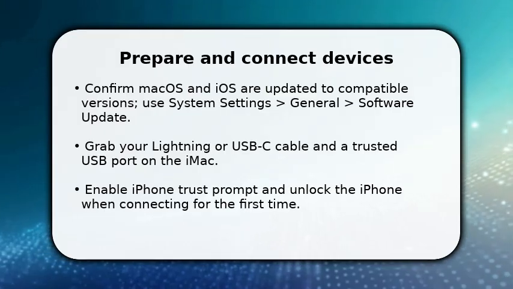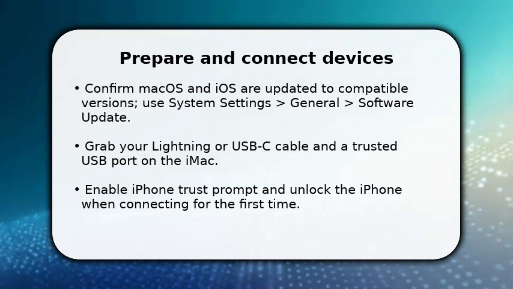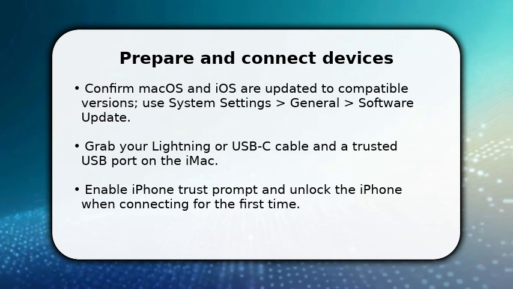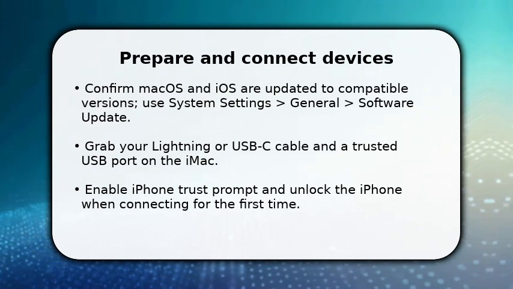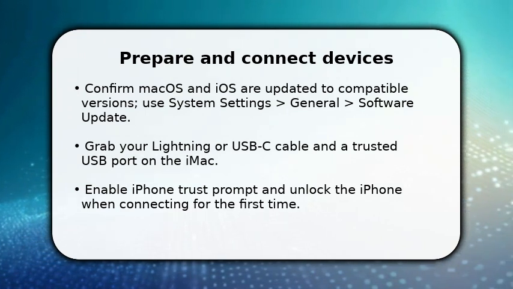You start by updating both devices so sync features behave predictably. Open Software Update on the iMac and the iPhone. Next, plug the Lightning or USB-C cable into a reliable iMac port and into your unlocked iPhone.